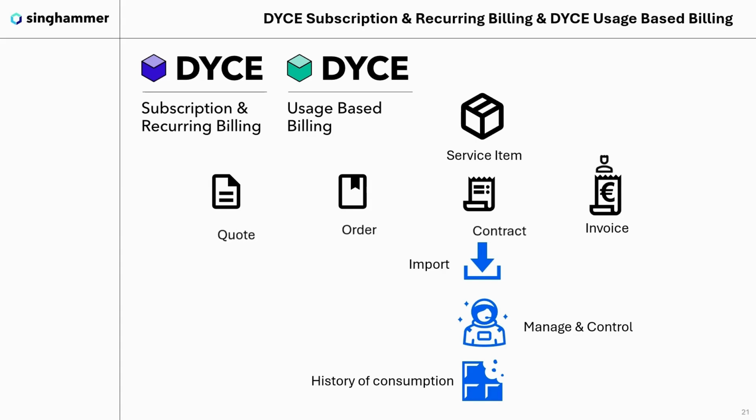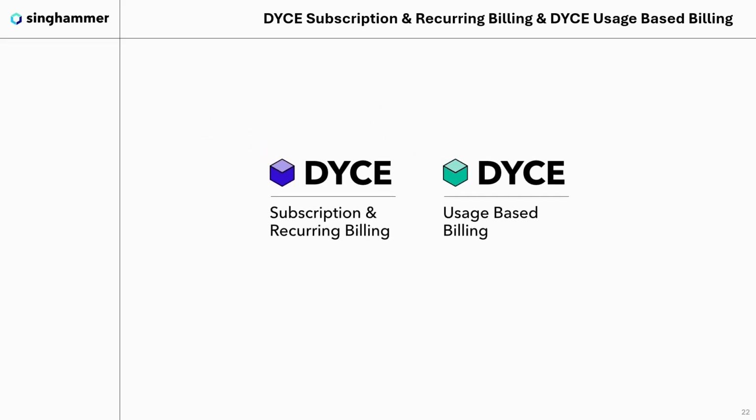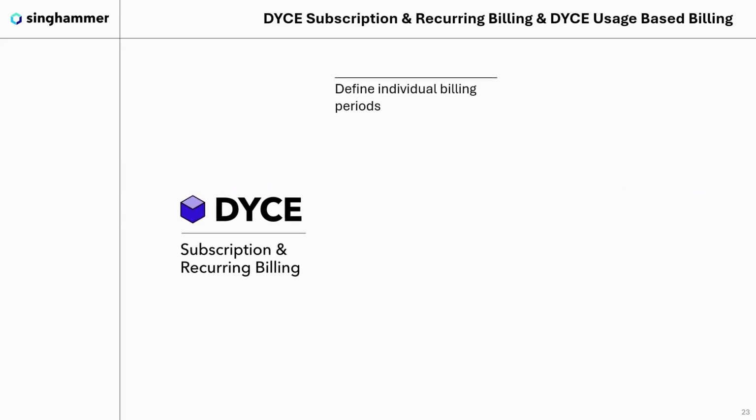Our logic ensures that supplier and customer contracts are automatically updated, allowing for highly automated invoice processing and creation of outgoing invoices. All you need for this are our two apps, DYCE Subscription and Recurring Billing and DYCE Usage-Based Billing. But what features and benefits do these apps offer individually?